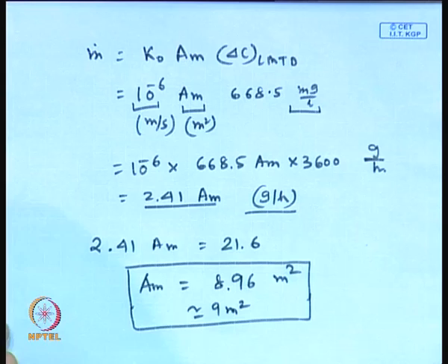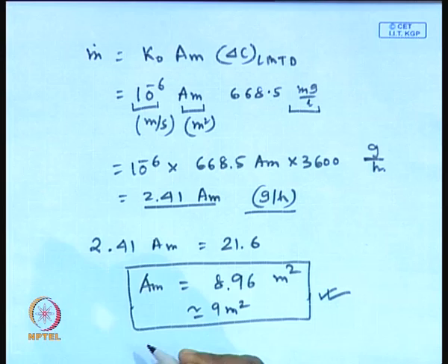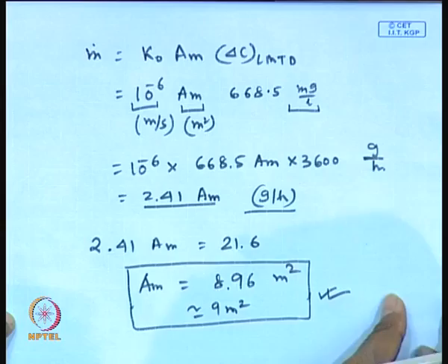So, given the dimension of the channel and the operating conditions, the specification, the amount of urea that is going into the system and the amount that has to be removed, if you would like to design a membrane dialyzer, you have to supply a membrane area of about 9 meter square, then you will be realizing those targets that you are going to set.